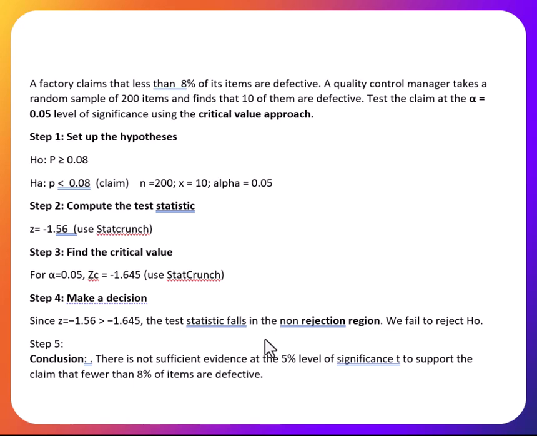And if you fail to reject H0 and the claim is in H1, you cannot support the claim. So you say there is not sufficient evidence at the 5% level of significance to support the claim that fewer than 8% of the items are defective.